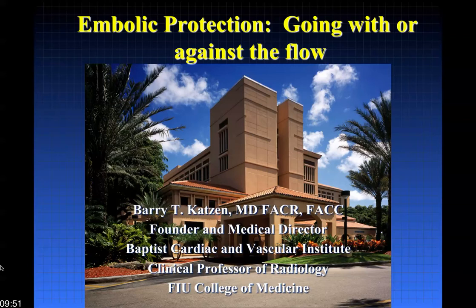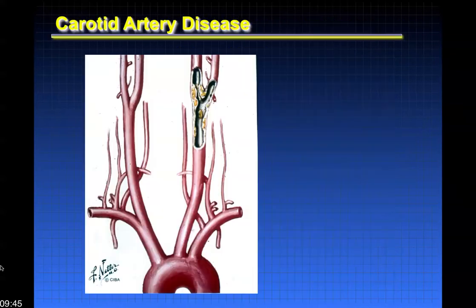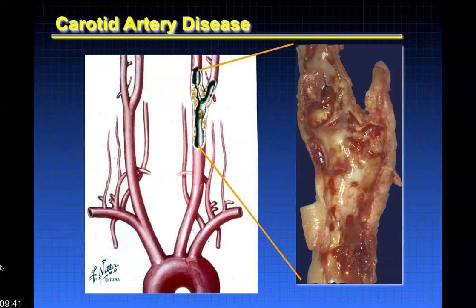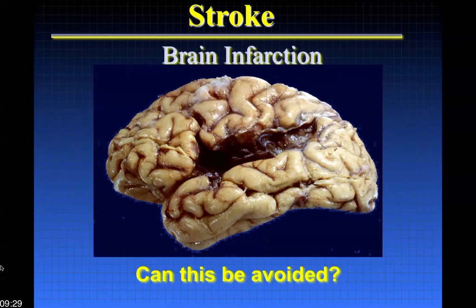So I was asked to talk about the issue of going with or against the flow, meaning do we use embolic protection for filters, using filters, or some sort of flow interruption or reversal. And in addressing this, the issue is how do we protect the brain from lesions like this and particulates and other types of material that can perhaps break off during the course of any kind of endovascular intervention, resulting in an ischemic stroke to the hemispheres.